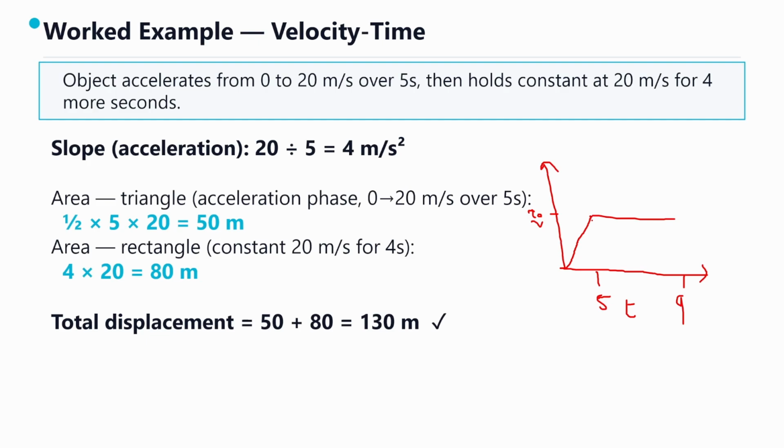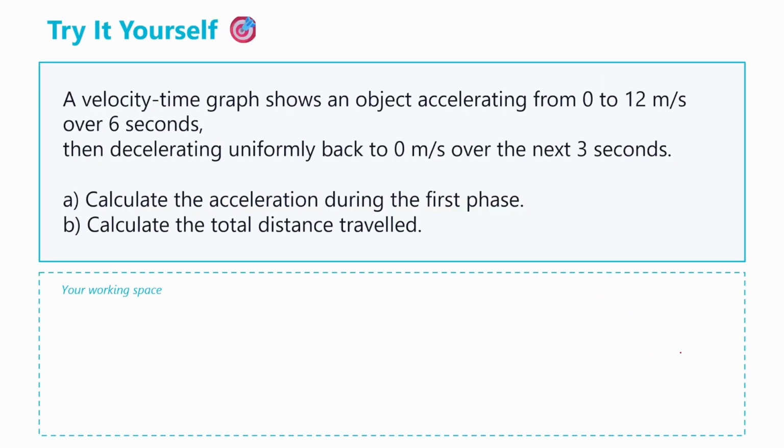But the area, you can divide it into a rectangle and a triangle, or you can do it in the form of a trapezium, but that's a bit more complicated. Let's keep it simple. So 5 times 20 by 2 is 50, and 4 times 20 is obviously 80. So if you add the areas, you'll get that displacement is 130 meters. Right? Simple.